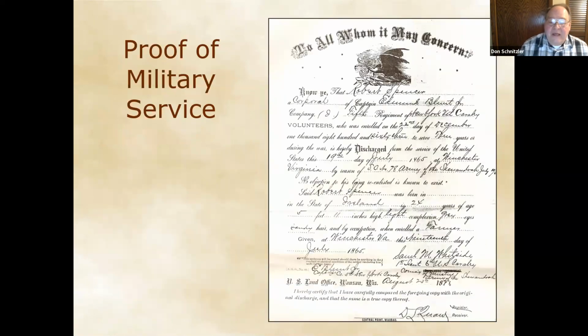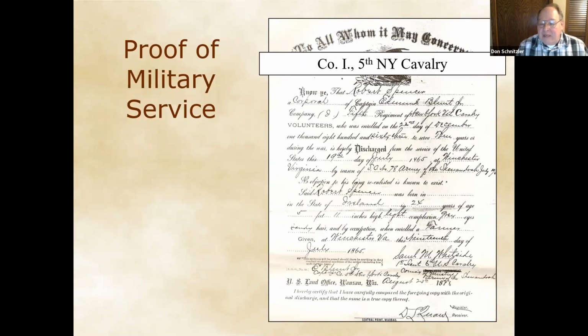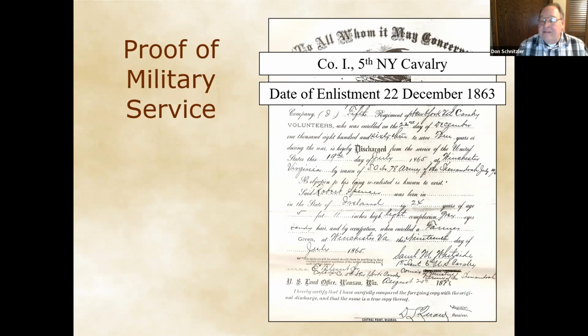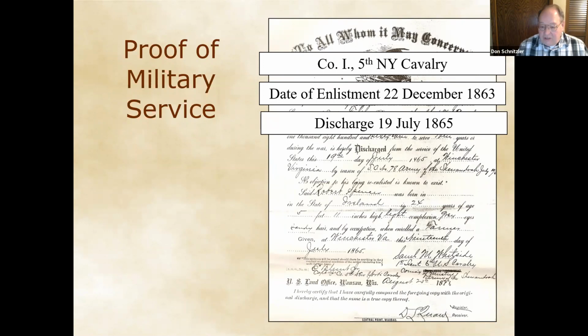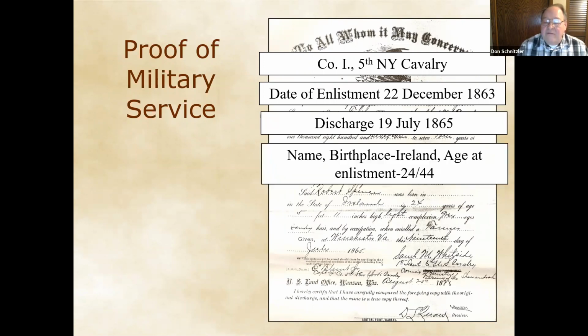There was also included with this actually a copy of his discharge papers from the Civil War. And so we go through that and you get that he was again Company I, 5th New York Cavalry, that he enlisted December 22nd, 1863. He was discharged 19 July, 1865, and that his birthplace was Ireland.